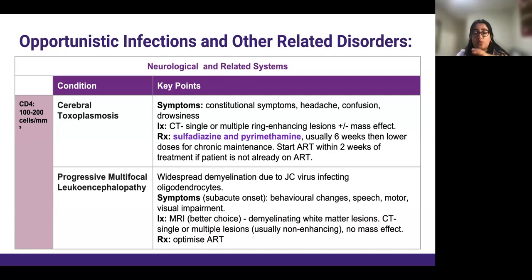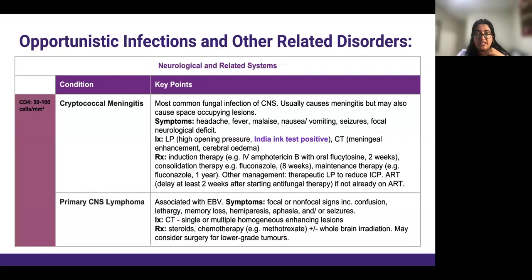This is basically widespread demyelination of the nervous system due to a JC virus. It can cause behavioral changes, speech and motor impairment, and an MRI is a better choice, because on CT this also shows single and multiple lesions, but these are non-enhancing as opposed to toxoplasmosis, and there is no mass effect. But the best way to pick up any kind of demyelination, like you can think about MS, for example, is an MRI. So that's what's used to pick it up.